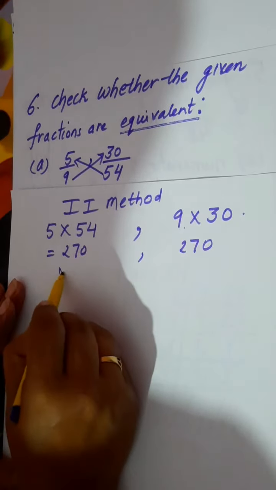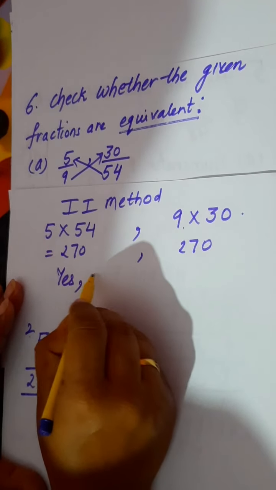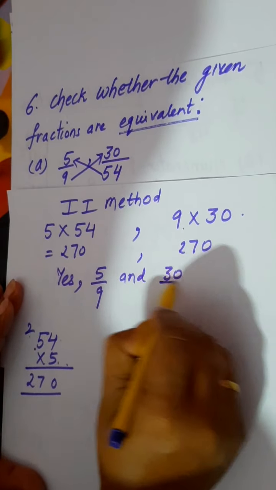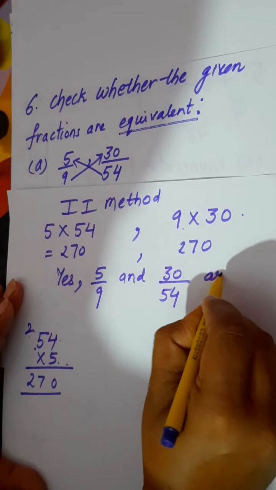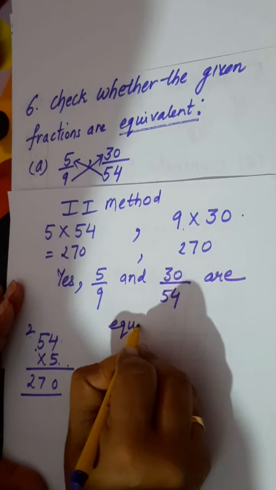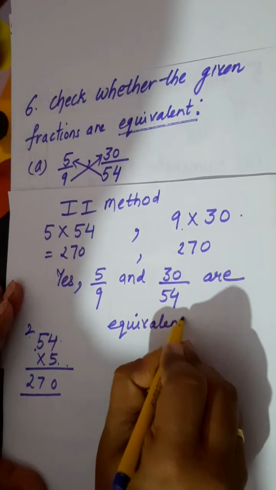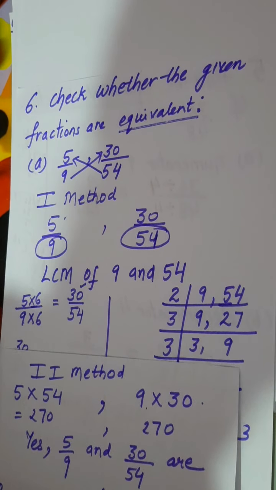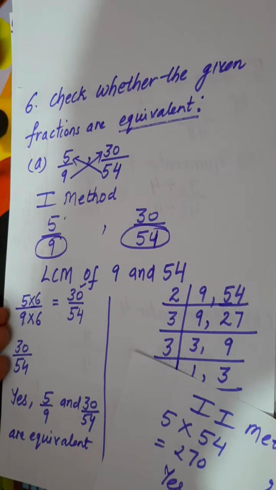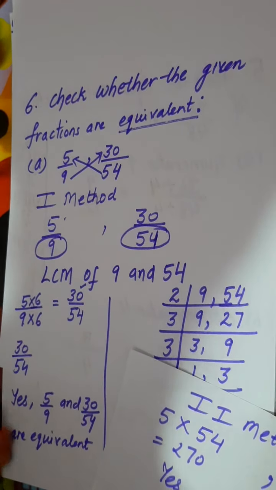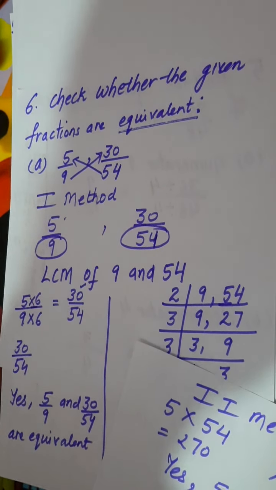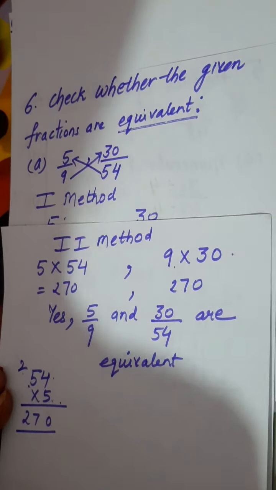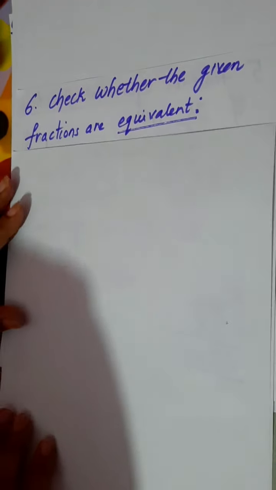Both are equal, so I will write yes, 5 upon 9 and 30 upon 54 are equivalent. So there are two ways to solve. First method is to find the LCM of the denominators and equalize them. After this you have to find whether they are equivalent or not. In the second method you just solve by the cross product method. So let's continue this question.